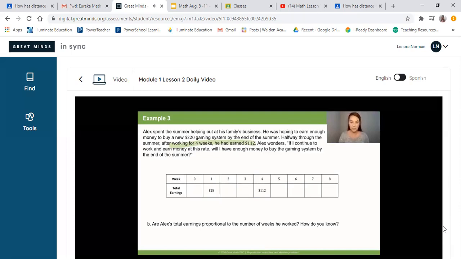What other pair could we fill in fairly easily? Maybe you were thinking at 0 weeks, he has earned $0. If he makes the same amount of money each week, how could we find out his earnings for the entire summer? You might have been thinking we could multiply each number of weeks by 28 to get the corresponding total earnings. We know this is true since the rate will be the same for each week Alex works.